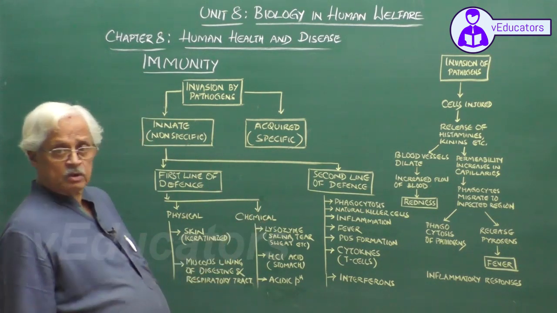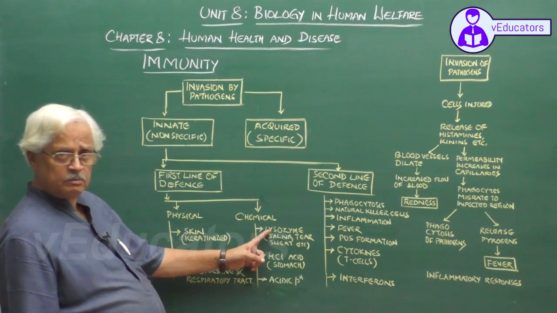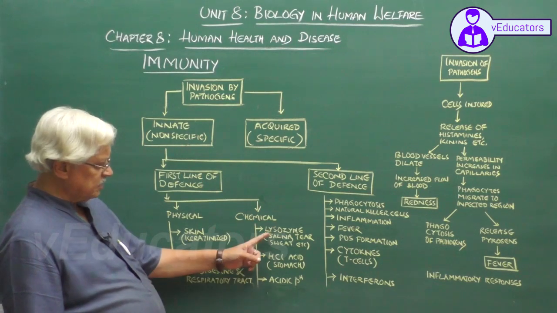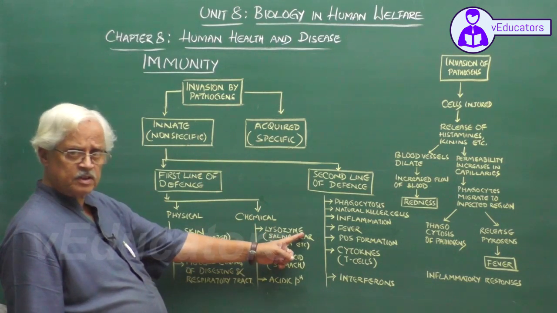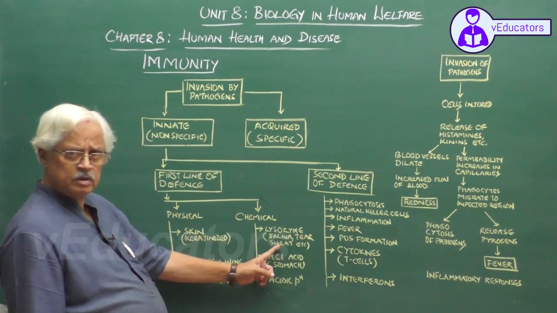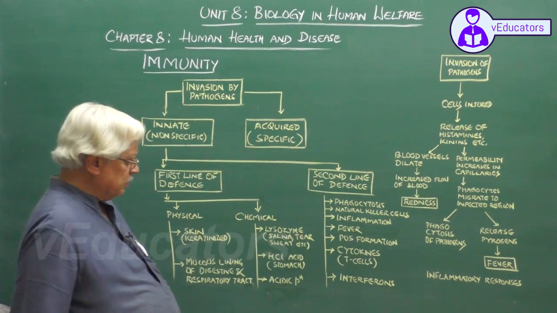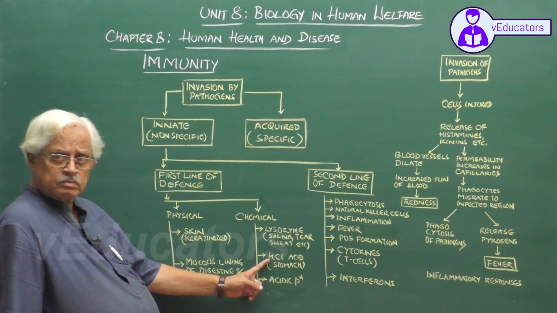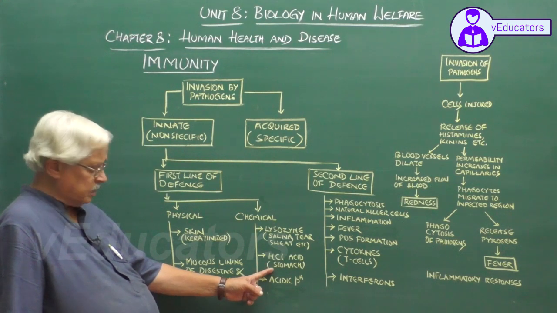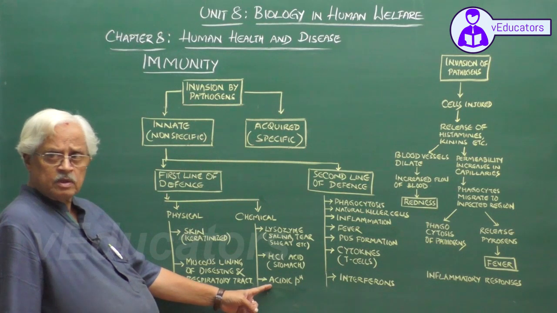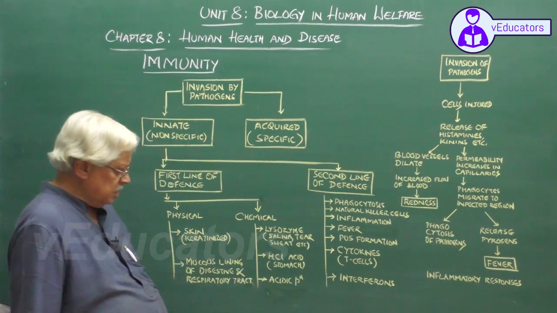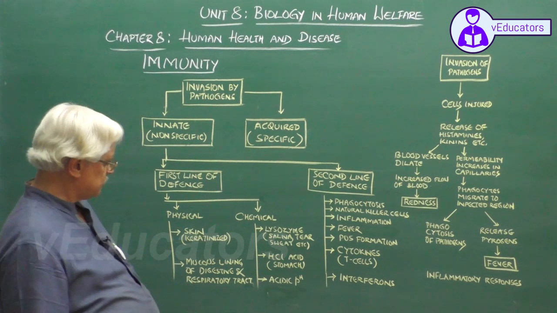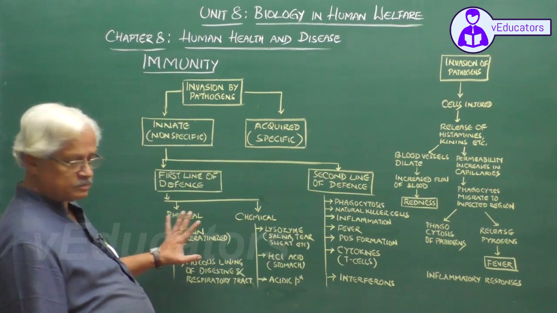The chemical mechanisms include release of the enzyme lysozyme, which is an antibacterial enzyme. It is present in the saliva, in the tear, in the sweat, and also in the sebum of skin. Release of hydrochloric acid in the gastric juice in the stomach, and maintenance of acidic pH in the mouth, stomach and urinary passage. This is the first line of defense.